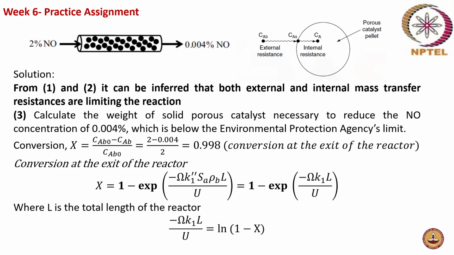Now, rewriting this expression, minus omega K1 into L by U is equal to ln of 1 minus x. Why are we rewriting the expression? In this expression, we have the value of the overall effectiveness factor, the specific reaction rate constant, the superficial velocity, and the conversion. Whereas we have to find the length of the reactor, L, or length of the bed, right? The total length of the reactor or total length of the packed bed.